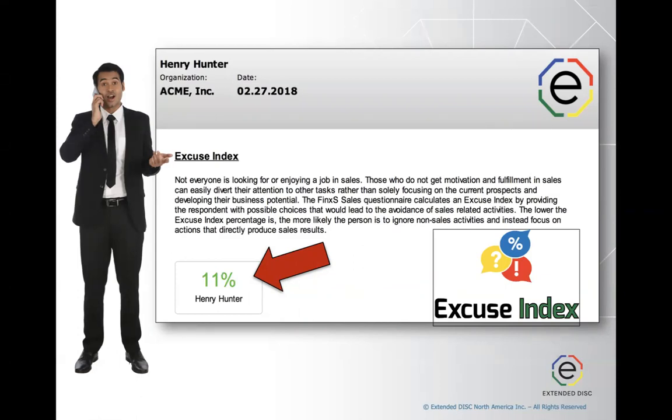The higher the excuse index, the less motivation they have to sell. They're more likely to make excuses and prioritize other activities over selling. They may need to mentally prepare for selling, and it typically exhausts them. They are more likely to procrastinate and miss sales opportunities.